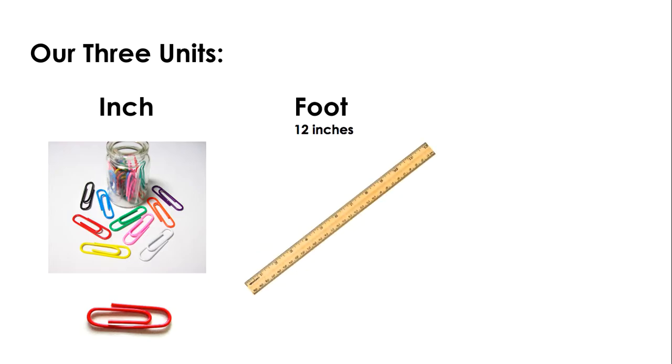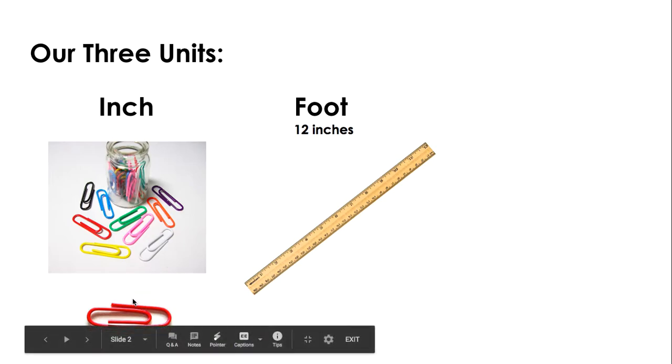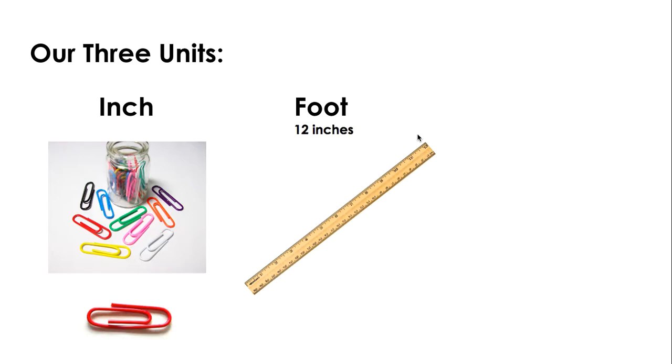The next unit in this customary system is the foot. A foot is 12 inches long. That's like if you were to put 12 paper clips, line them up end point to end point, right? No gaps, no overlaps. 12 paper clips would give you a foot. It is the size of a standard ruler. So think back to our classrooms, all the rulers we use, the long ones that are 1 foot or 12 inches long.